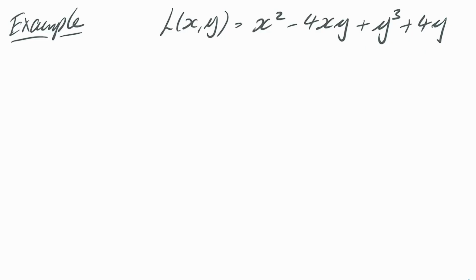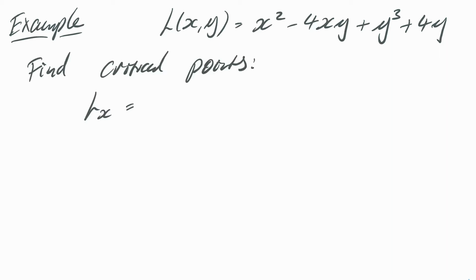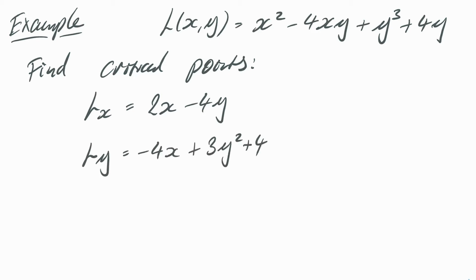Let's find all of the local extrema, which is to say the minima and maxima, and the saddle points of the function x squared minus 4xy plus y cubed plus 4y. First thing to do is find the critical points. We first find the x derivative and then the y derivative. And we're looking for points where both of these functions are equal to 0. The way to solve these is to try with the simplest first. So the first one, f_x equals 0, implies x equals 2y.